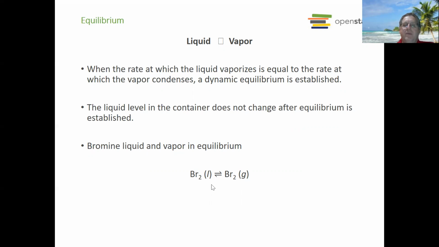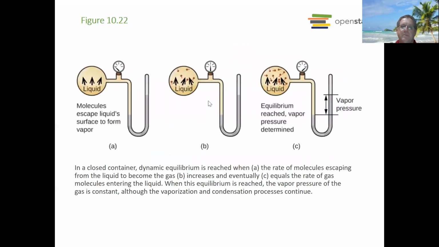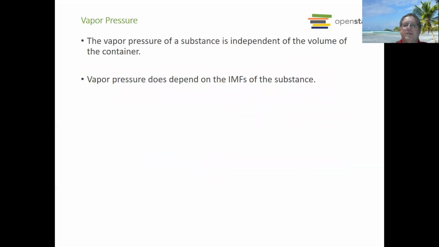We can say the same thing with bromine. Once an equilibrium is reached, the number of molecules in the gas phase does not change, and we can measure that partial pressure. This is known as the vapor pressure. Here's a diagram of that exact process.